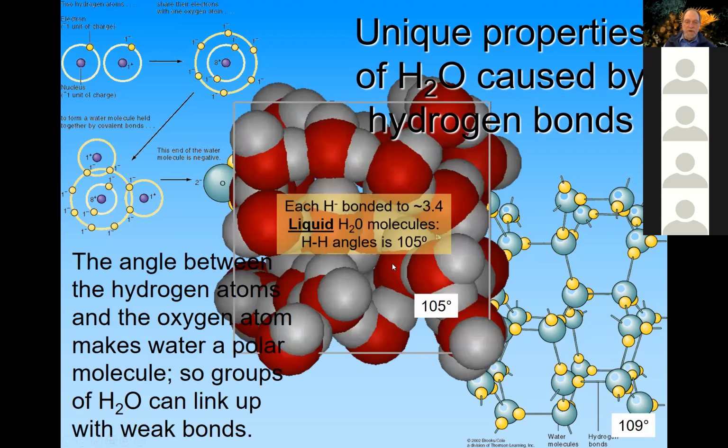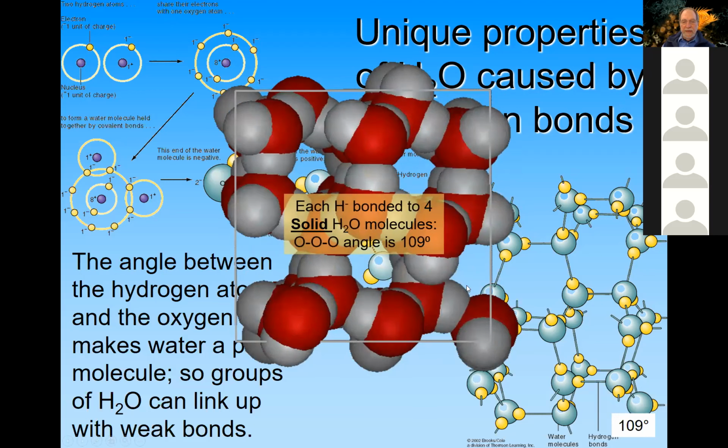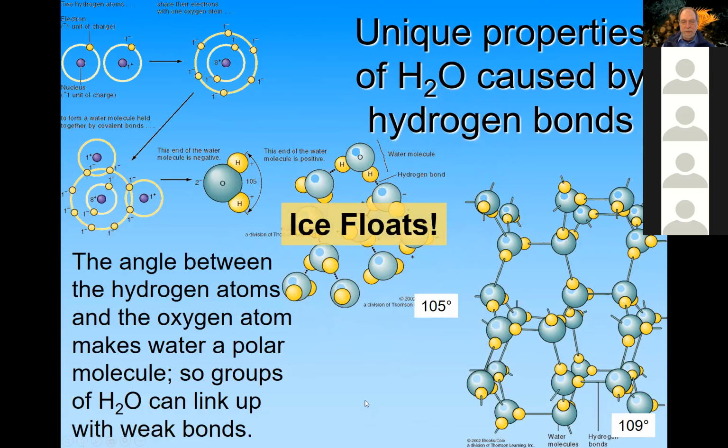Each molecule is bonded to 3.4 liquid molecules, angle of 105 degrees. And then when it's solid, it increases to 109 degrees. So you can see the change in density here represented in this cartoon. And the ice floats, which is an important thing if you think about that.